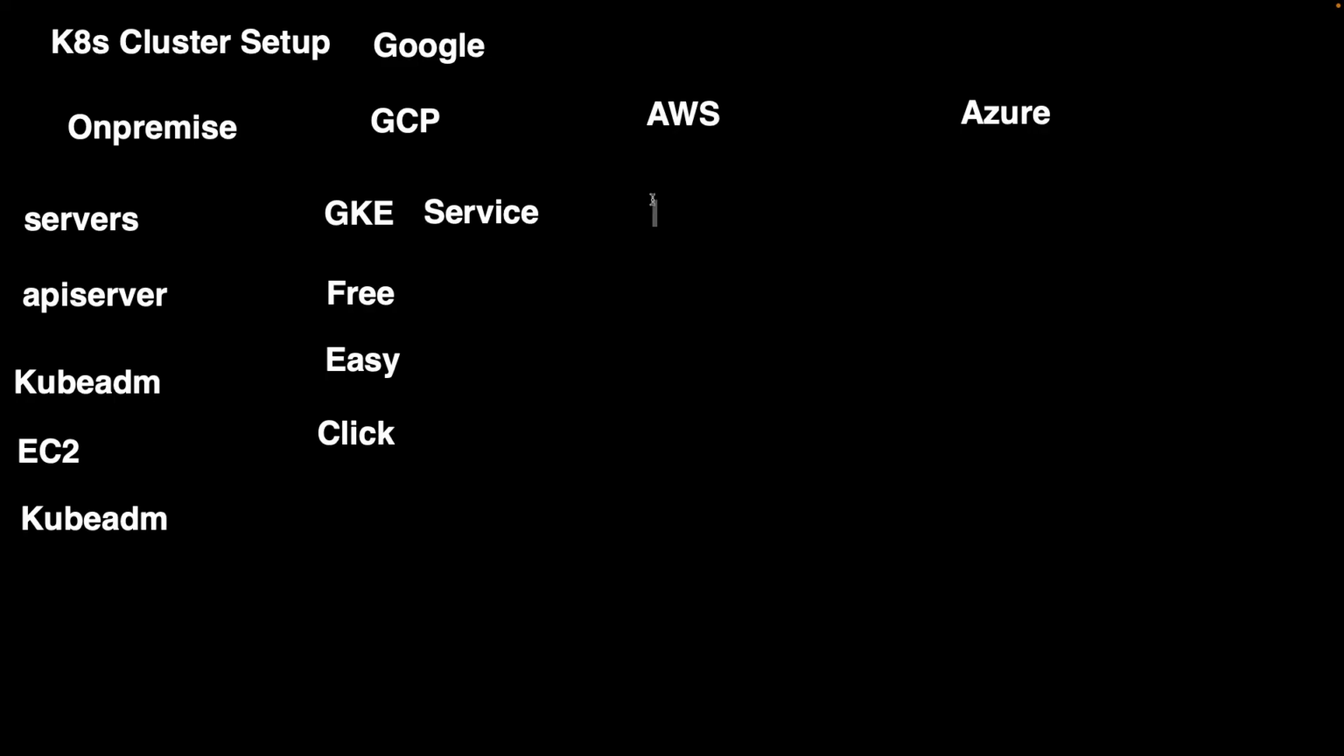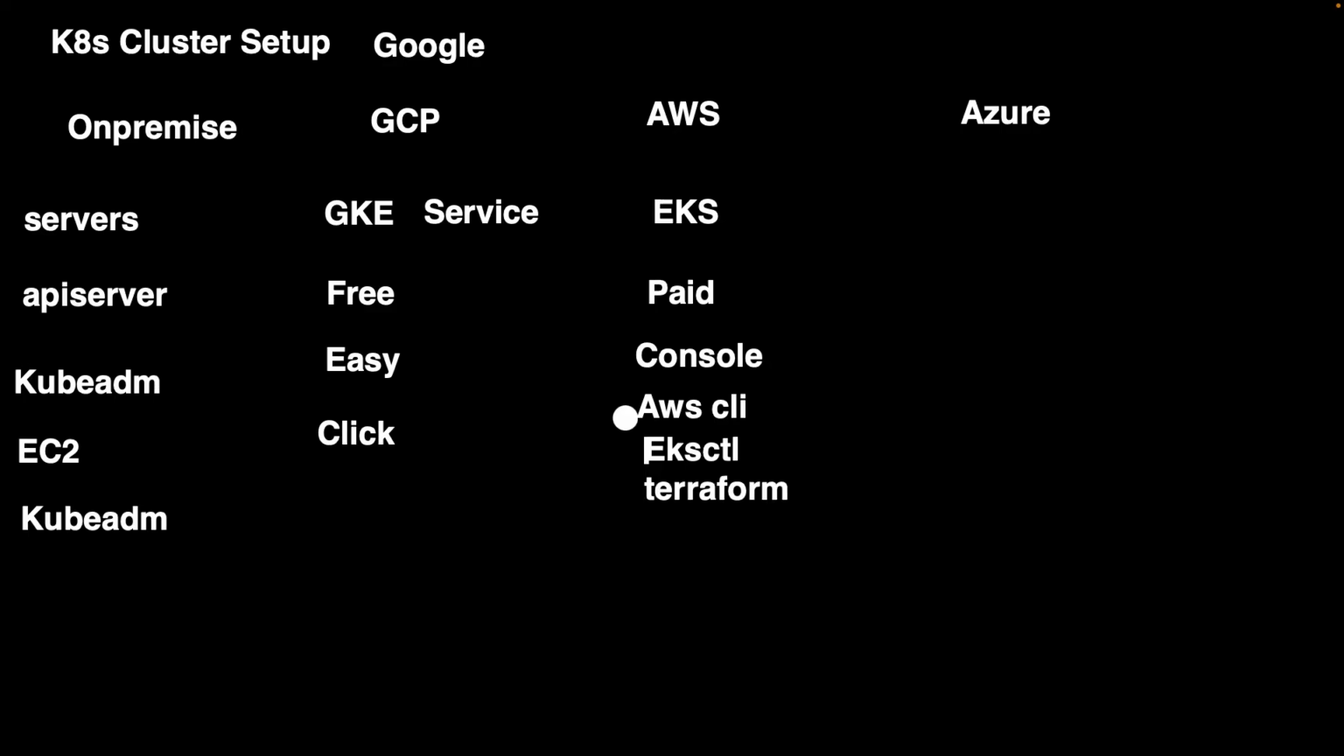And then AWS also offers a service called EKS, Elastic Kubernetes Service. This is a paid service. The cluster setup is moderate. You can set it up in different ways. You can create the cluster from the console like we created EC2 instances, or with AWS CLI commands, or with a tool called eksctl, or you can also create it with Terraform, again using components like eksctl. So there are different ways of cluster creation.